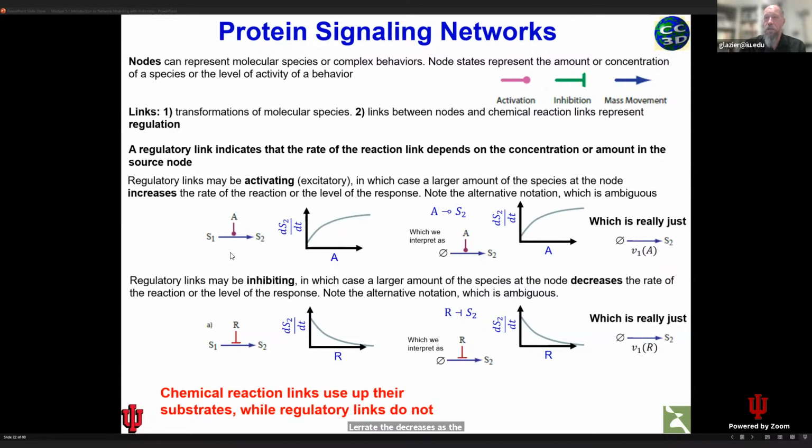Again, this can be thought of as nothing goes to whatever our output is with a rate that decreases as the amount of R increases. Again, the critical thing is that A and R are not used up in these regulatory interactions. Notice that the arrow from A points to an arrow, whereas the transformation arrow from S1 to S2 points between two chemical species.